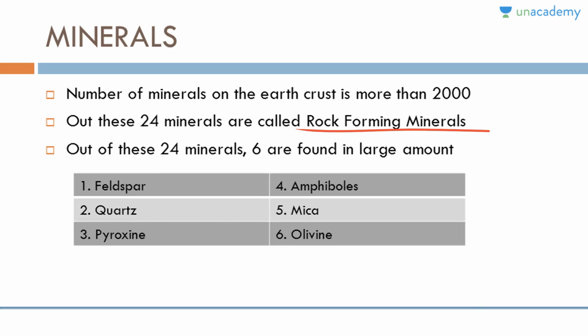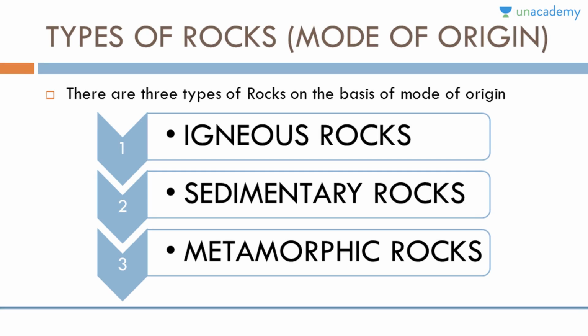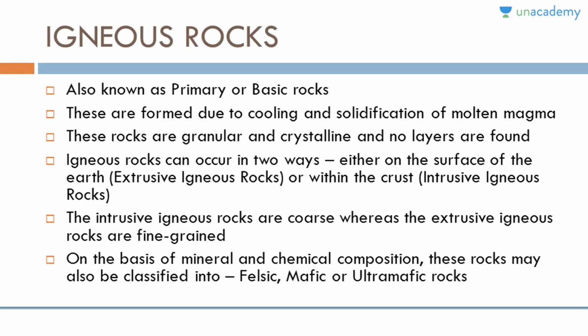Out of these 24 minerals, 6 minerals are found in large quantities, which include feldspar, quartz, pyroxene, amphiboles, mica and olivine. The rocks are of three types on the basis of their mode of origin, that is, igneous rocks, sedimentary rocks, metamorphic rocks. Igneous rocks are also known as primary or basic rocks. These are formed due to cooling and solidification of molten magma. These rocks are granular and crystalline, and no layers are found in these rocks. Therefore, no fossils exist in igneous rocks.